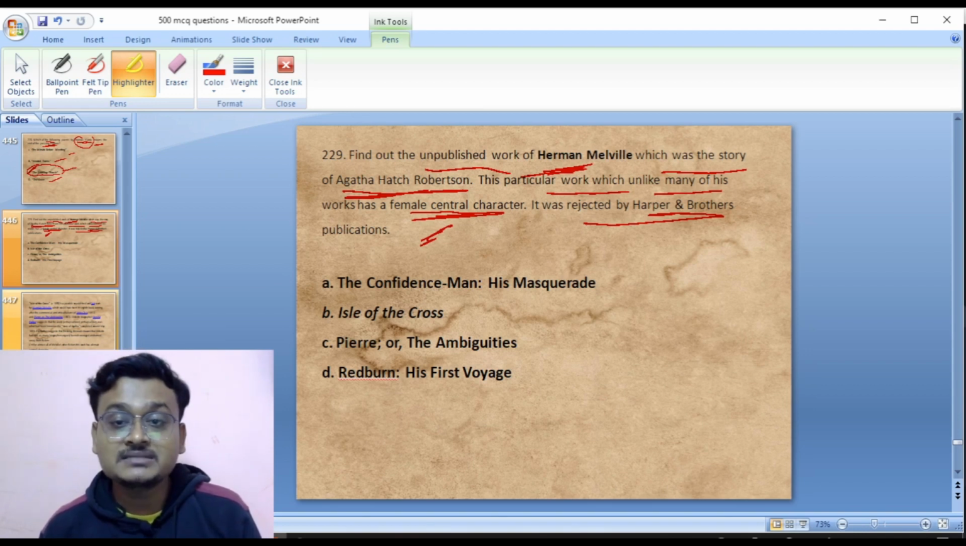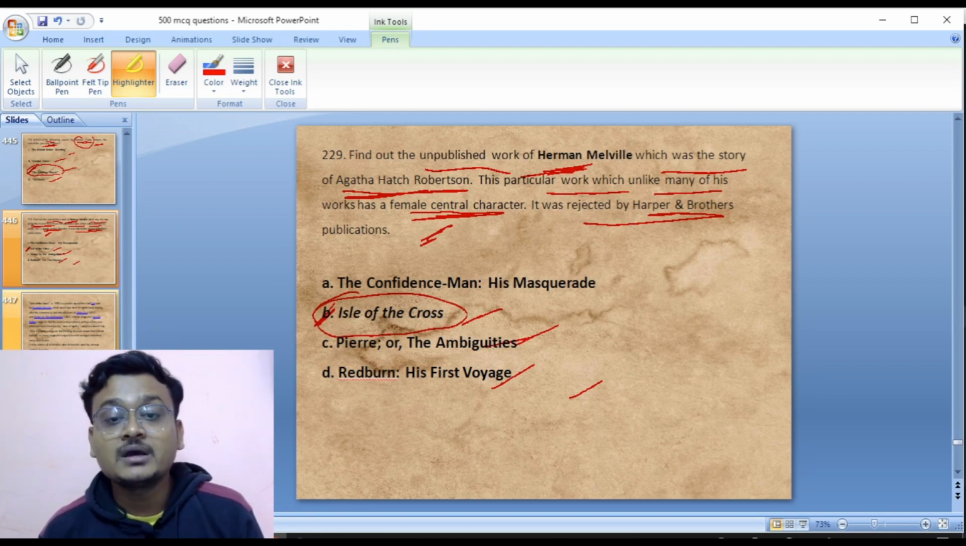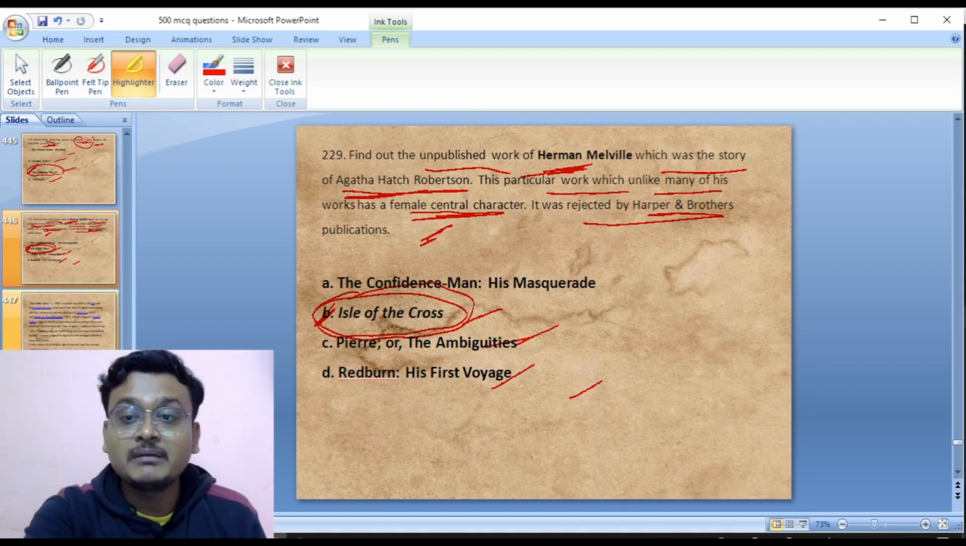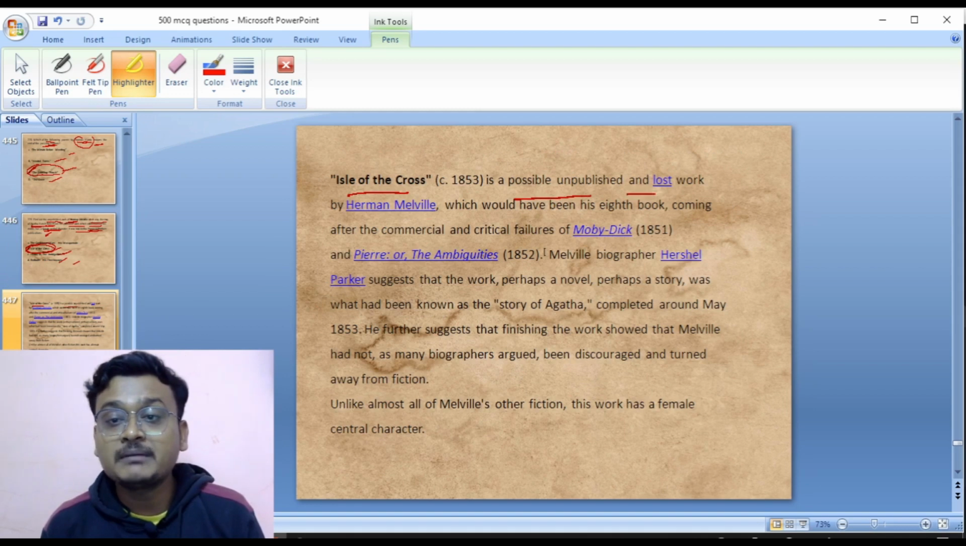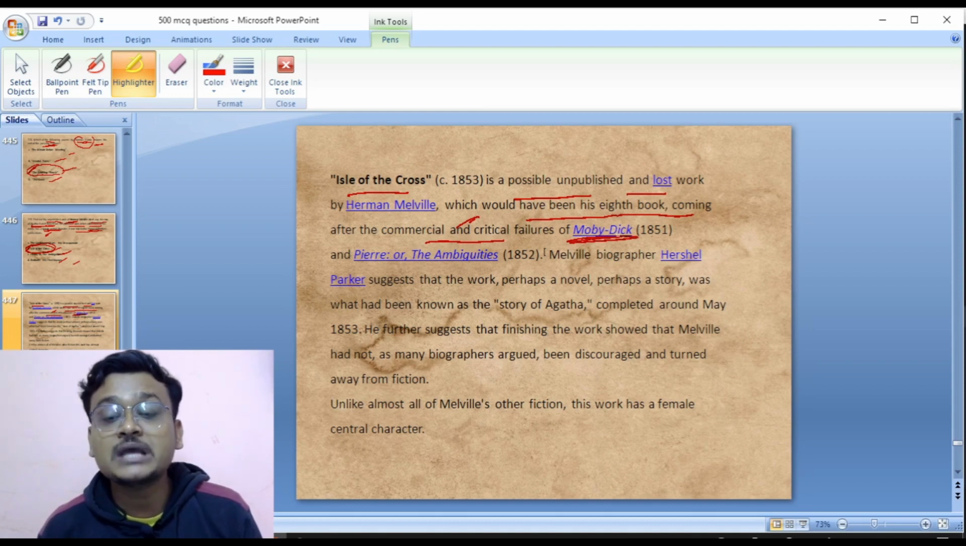Okay, The Confidence Man and His Masquerade, Isle of the Cross, Pierre or the Ambiguities, Redburn, his first voyage. So the novel is Isle of the Cross. Isle of the Cross was the novel by Herman Melville, that was rejected by the publisher Harper and Brothers. Look at here, the Isle of the Cross is a possible unpublished and lost work of Herman Melville, which would have been his eighth book, coming after the commercial and critical failures of Moby Dick. Actually, Moby Dick when it was published, it was a commercial failure, but later it became very popular.